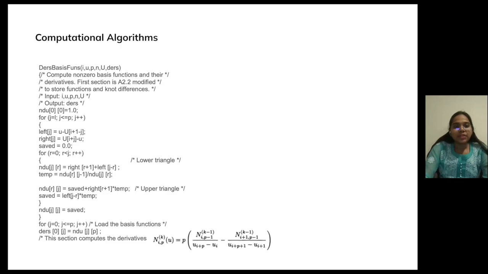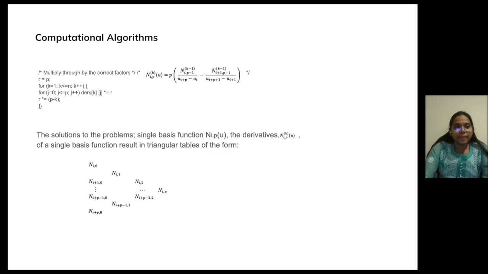Here is the representation of the derivative basis function. This will store functions and the knot differences, and it will compute the non-zero basis functions and their derivatives. The output is represented with the ders array. This section will compute the derivative. The solution to the problems will be the single basis function N_i,p, and the derivatives of a single basis function resulting in triangular tables of the form represented below.